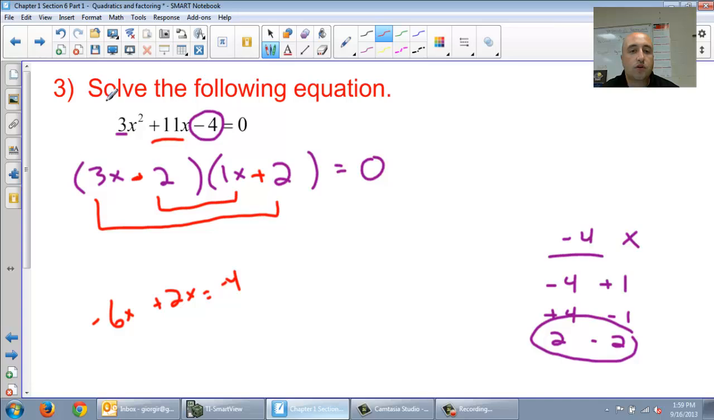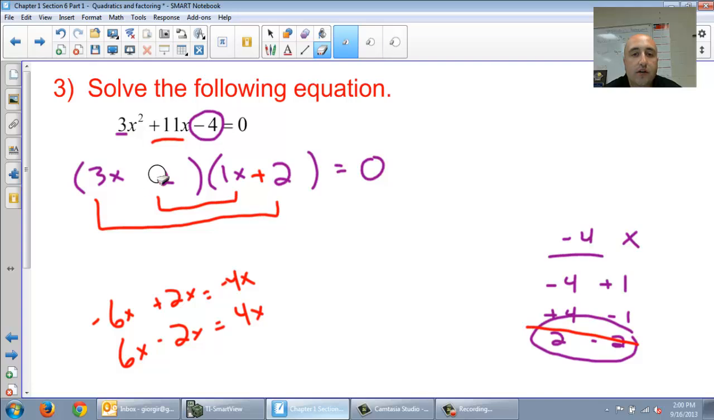Now I'm going to see if this works. 3 times 2 is 6x. Negative 2 times 1 is negative 2x. That is equal to 4x. That is also not equal to 11. So what we've done now is we've canceled out the 2 and the negative 2. So now we have to move to the 4 and the 1.